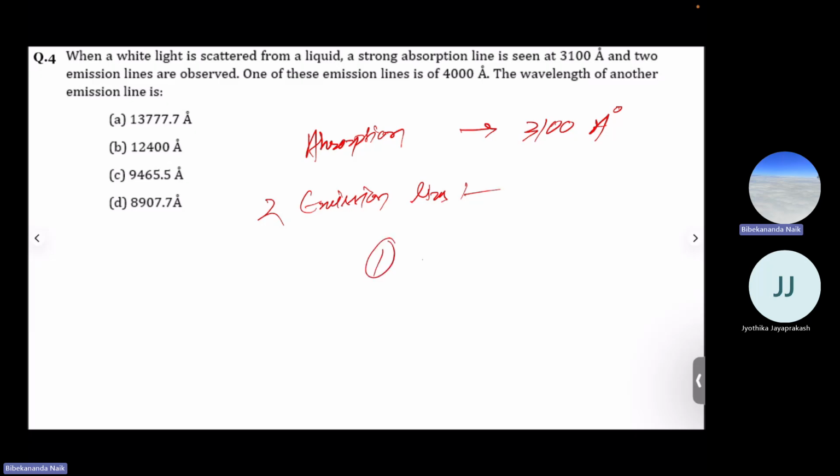So one is at 4000 Angstrom. So 3100 is less than 4000 Angstrom, so the energy of the absorption component is more than the energy of emission. So there will be another emission. So we need to find out what will be the wavelength of that emission line. I'll give you a few minutes and then we will discuss what will be the correct answer and how we can find the second emission line wavelength.